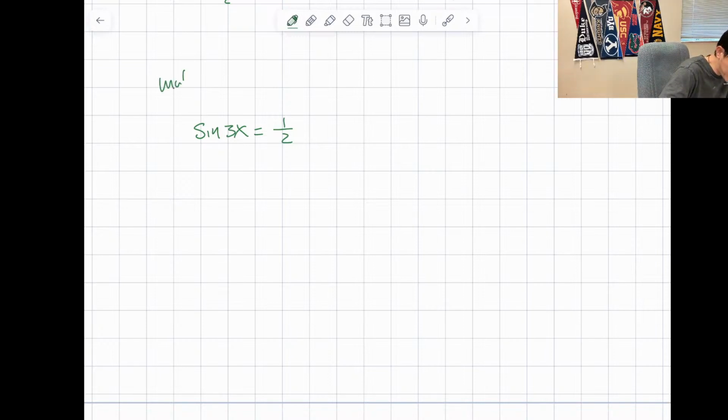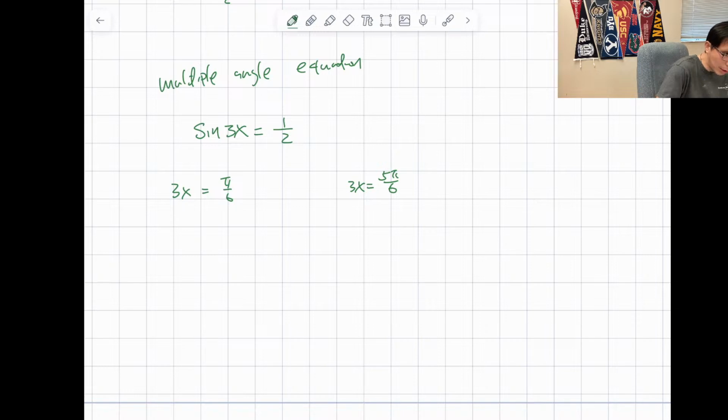So this is called a multiple angle equation. Now what happened here is sine of 3x is equal to 1 half, and then you've got to figure out when sine equals 1 half. So therefore, 3x equals pi over 6, and 3x equals 5 pi over 6.